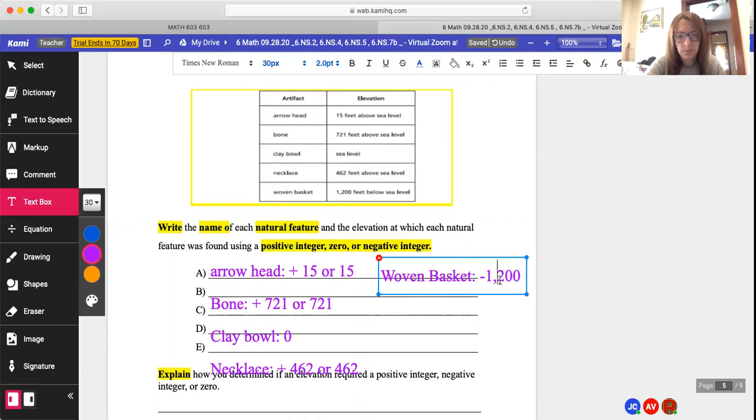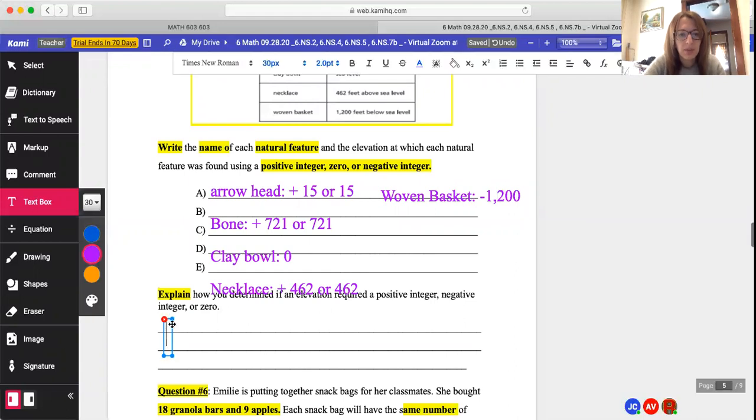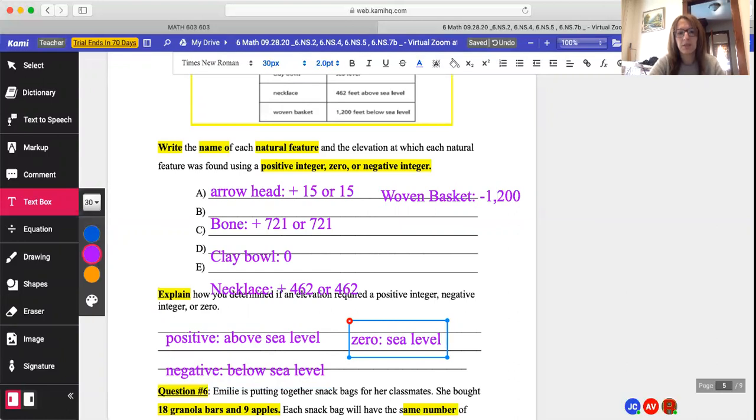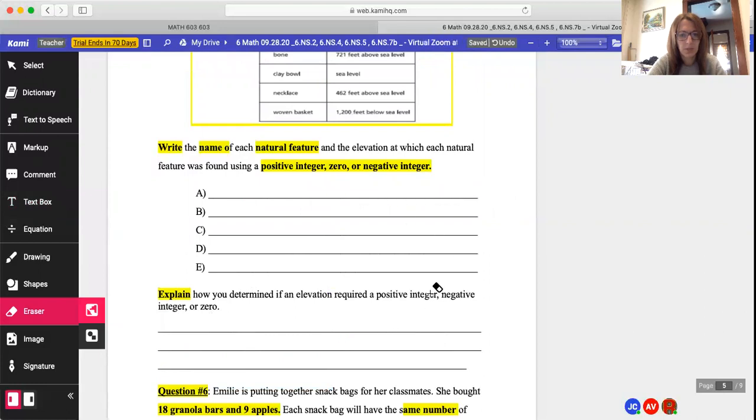Now, it says determine how you know if something is a positive, negative, or 0 integer. So very simple. We did do questions like this, just different artifacts. Positive, anytime you see it, means above sea level. Anytime you see negative, you automatically think below sea level. And anytime you see the word 0, you think of sea level. So 0 means sea level. That's what that means. That was a 3-point problem. Let's move on to the next one.